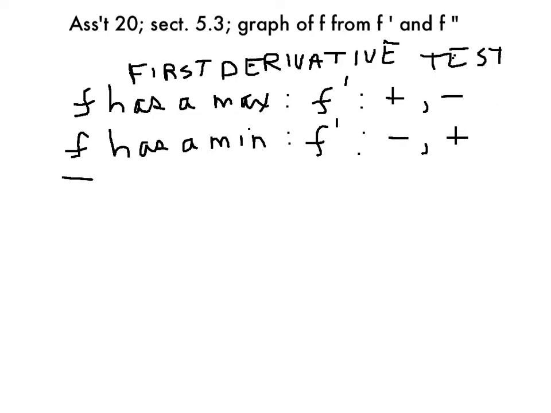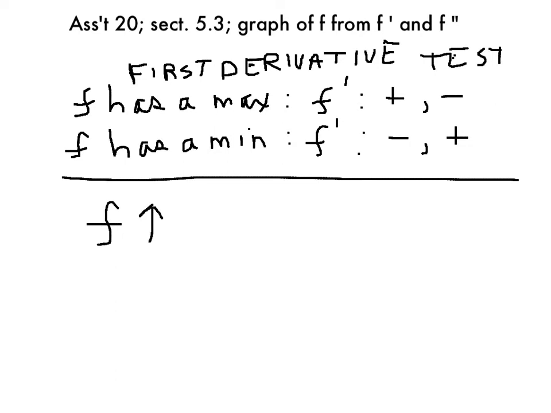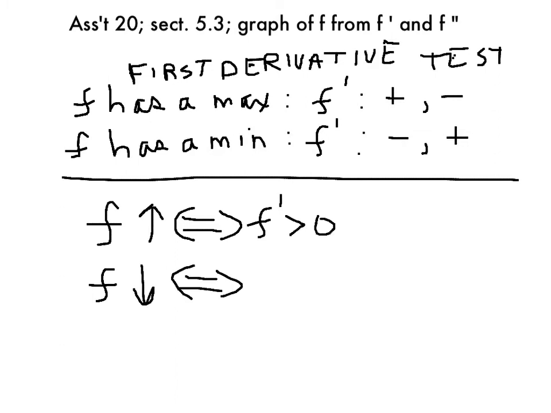We've also noticed the following, and this is really important too. If f is an increasing function, that happens exactly when the derivative is greater than 0, and if f is decreasing, that happens exactly when the derivative is negative. So those go back and forth. They're if and only if statements.